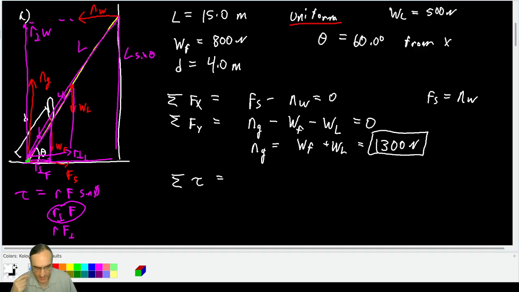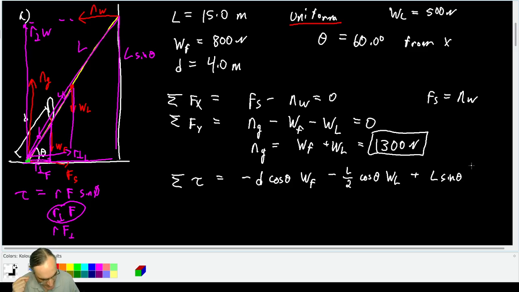Now let's think about positives or negatives. The way it's drawn, the torques due to the weights will be negative. So we have minus d cosine theta times weight of the firefighter minus L over 2 cosine theta times the weight of the ladder. Then we have plus L sine theta times the normal force due to the wall, and that must equal 0.